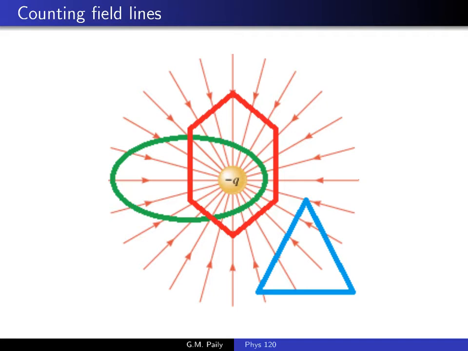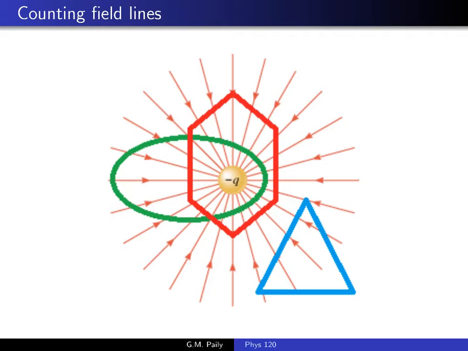Let's look at this. Here we have this green oblong egg shape. We have a red hexagonal shape. Again, these are supposed to be closed volumes. They're just shown in cross-section. And we have this green triangular shape, which would be a prism shape in 3D.